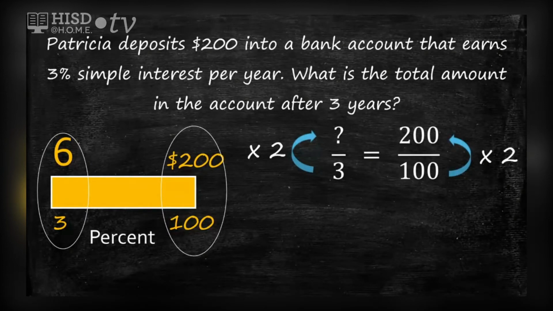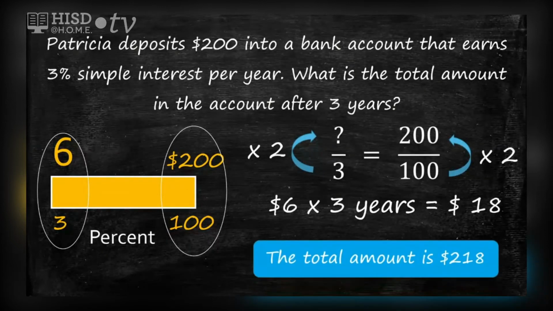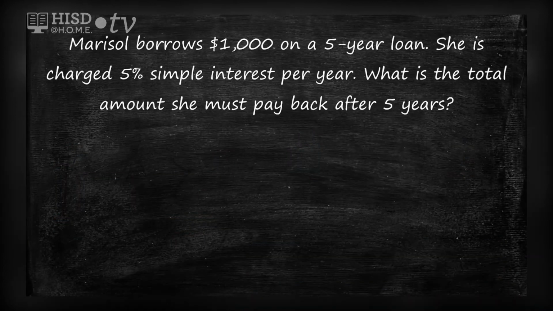Now, I know that she had the account for 3 years. So now I'm going to multiply $6 times the 3 years that the money was there, and that's a total of $18. So what is my total amount in the account? The total amount in the account is going to be $218.